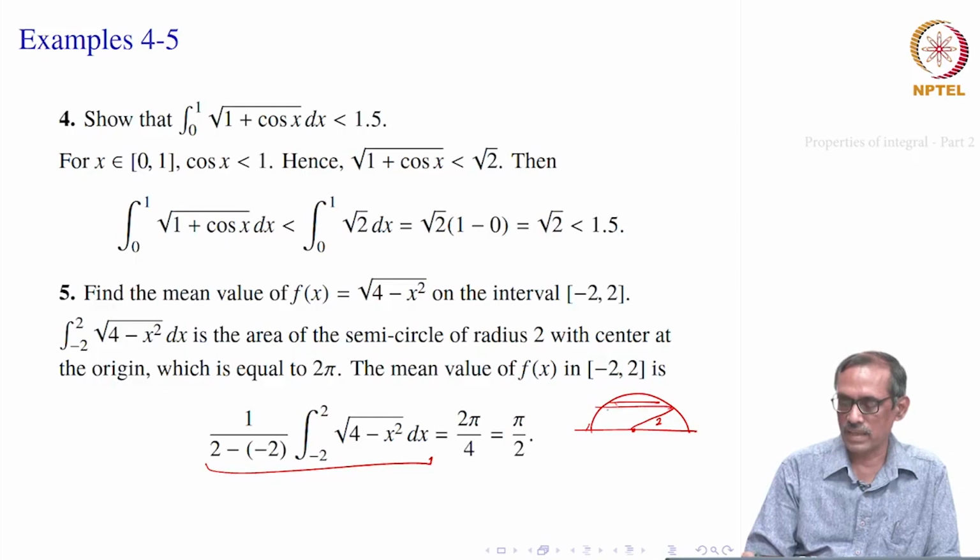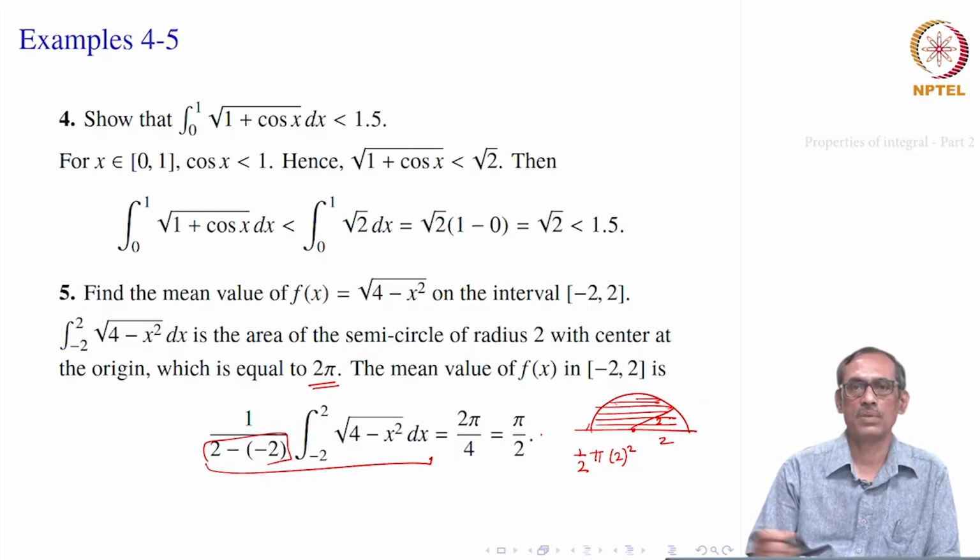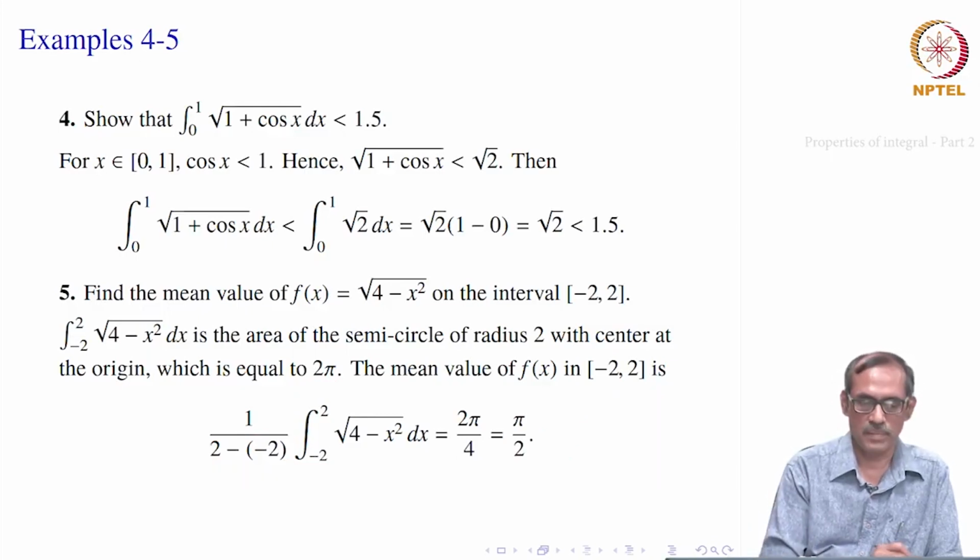So, you know the area of this semicircular region is equal to 2 pi, right, because radius is 2. So, it is pi r square for the full circle. So, half circle will be this, that is equal to 2 pi. Then the mean value of this is equal to 2 pi divided by this 4, which is pi by 2. So, now since we know the area, we proceeded this way instead of computing the integral directly, right. Okay.